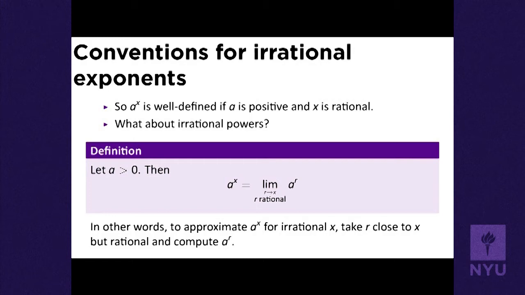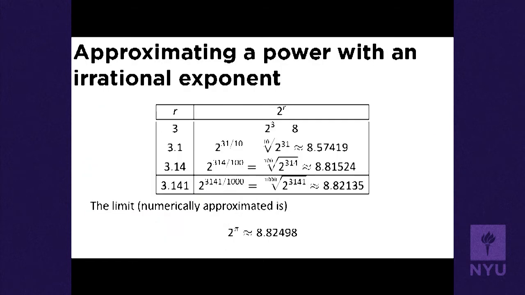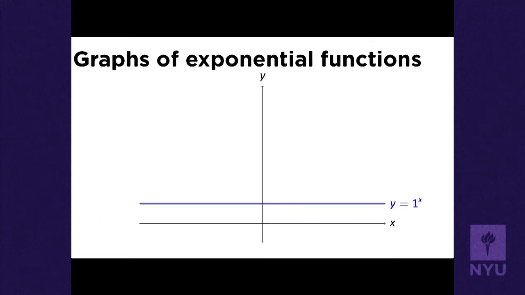So this is the definition of a to the x as a limit, and this is how you might approximate a to the x if you knew a and you knew x. And here, the next slide has an example of that using a equals 2 and x equals pi. Okay? Other questions about this? So this is the sort of mathematical underpinnings behind exponentiation.